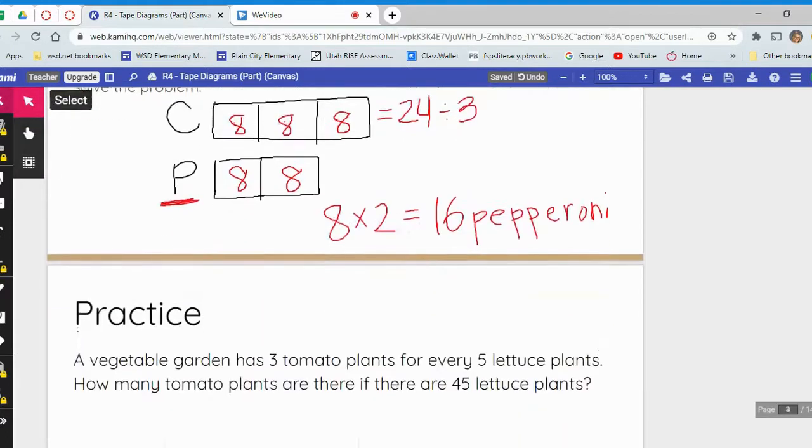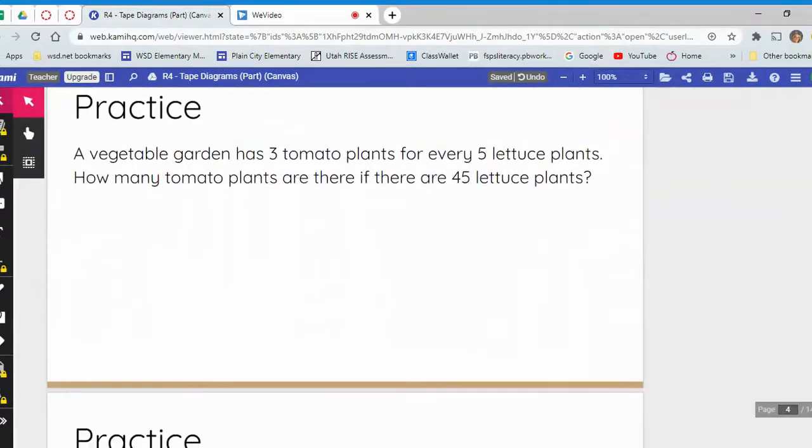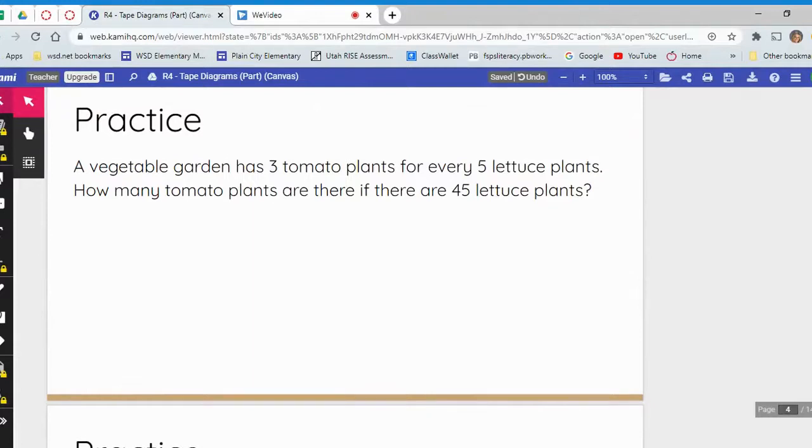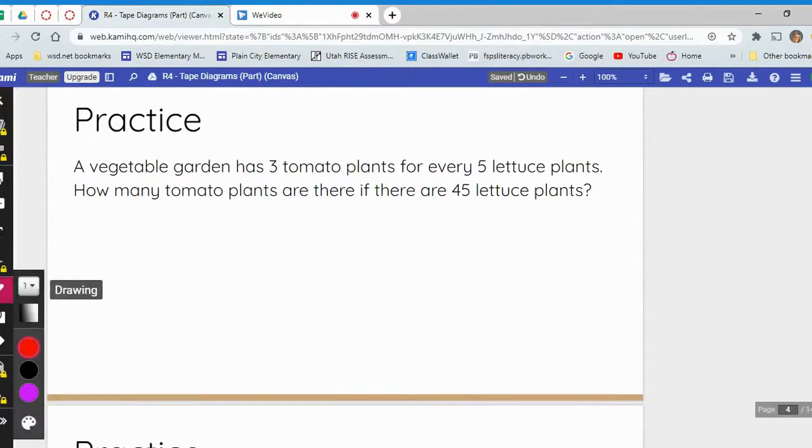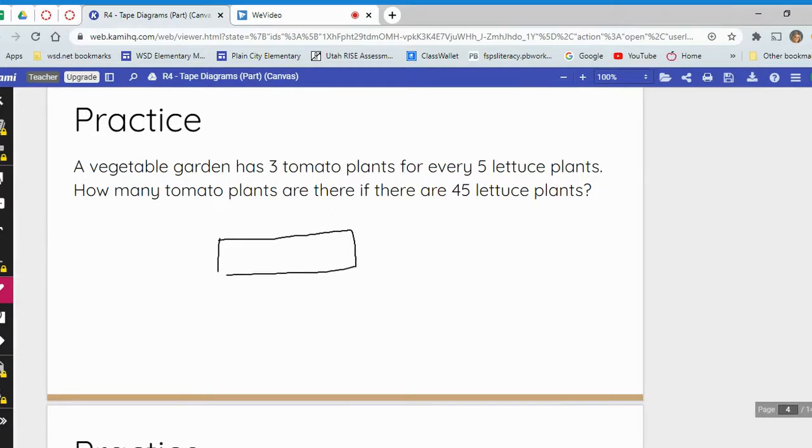Okay, let's look at another one. A vegetable garden has 3 tomato plants for every 5 lettuce plants. So let's get our tape diagram drawn. So it says 3 tomato plants. So we're going to draw a bar with 3 sections, and I'm going to label those tomato.